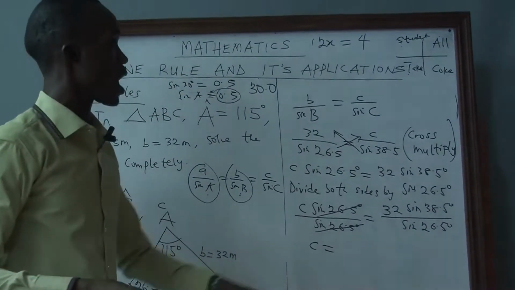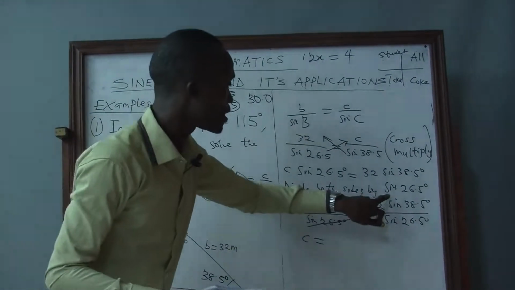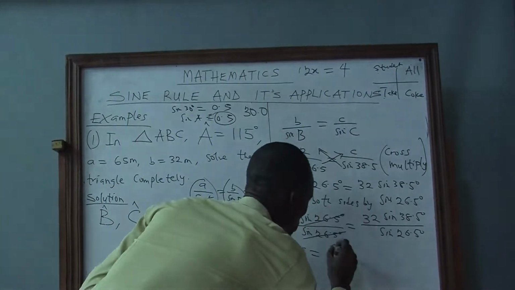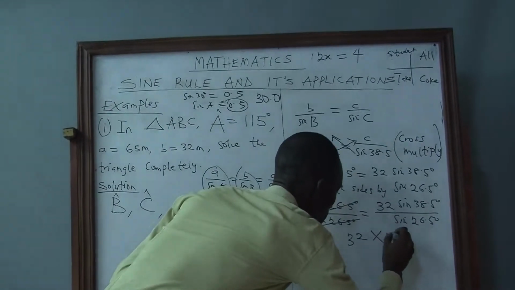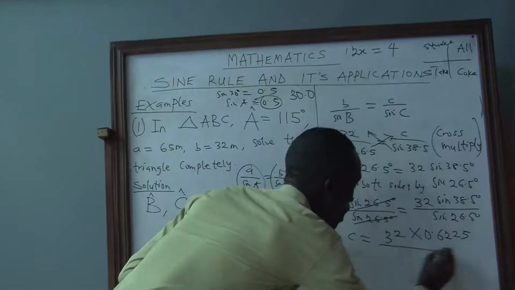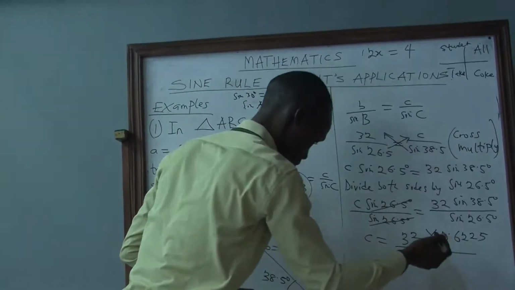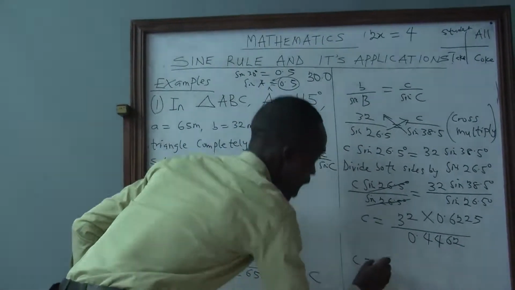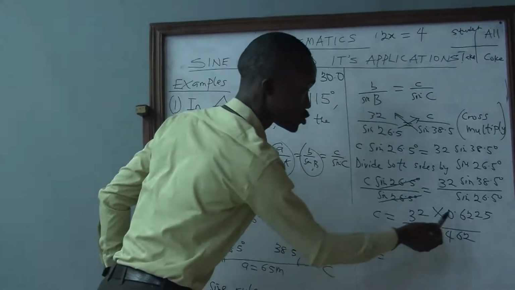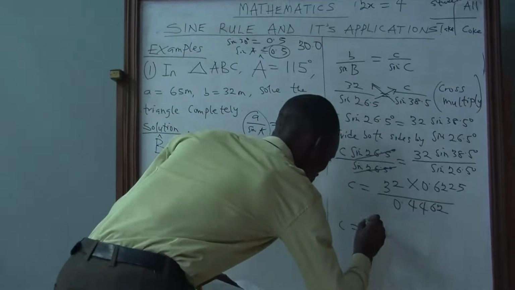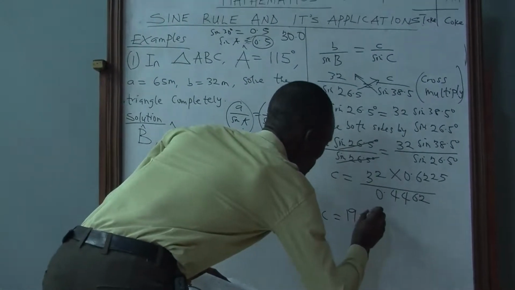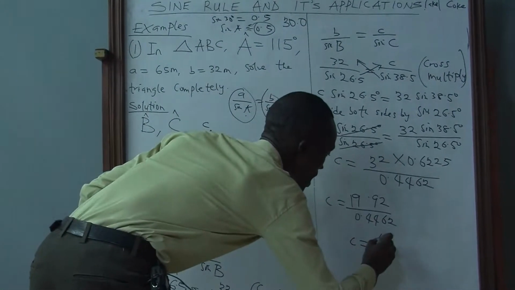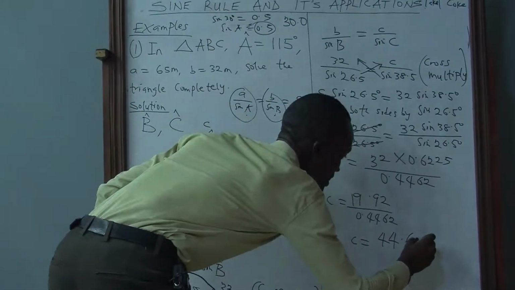And if you check our four figure table from here, sine of angles, you check 38 under 5. Then from there we have C to be 32 multiplied by 0.6225. Also, if you check sine of 26 under 5, we have 0.4462. And if we press our calculator for the product of 32 and 0.6225, that will give us 19.92 divided by 0.4462. And C from there is 44.6 meters.